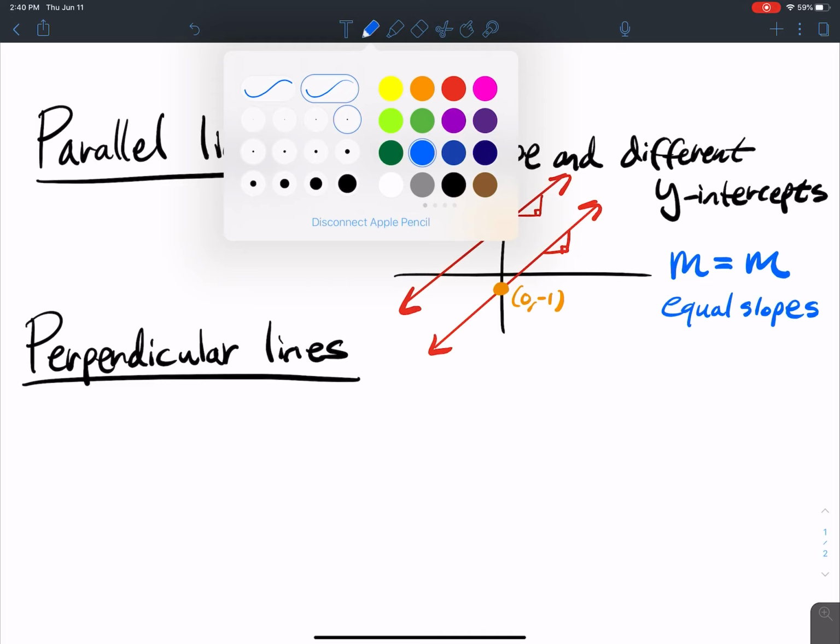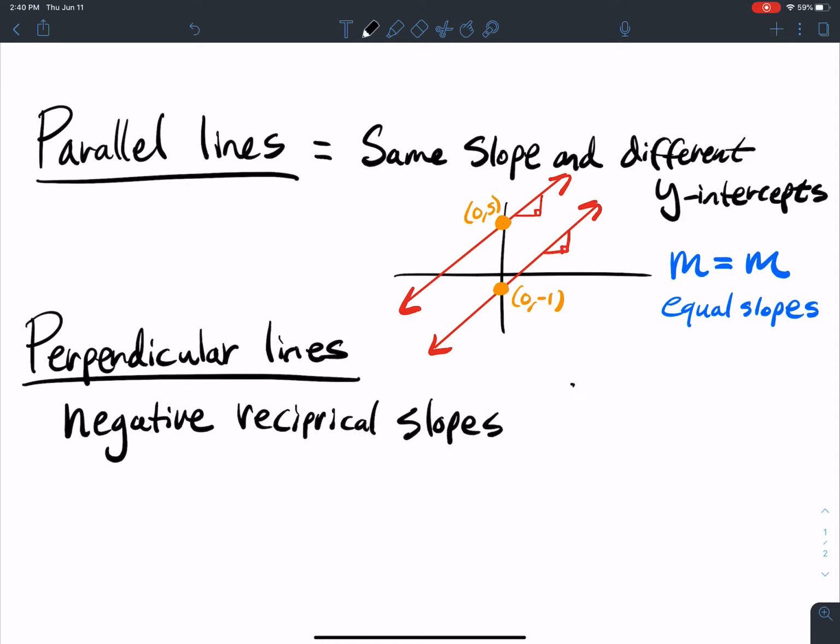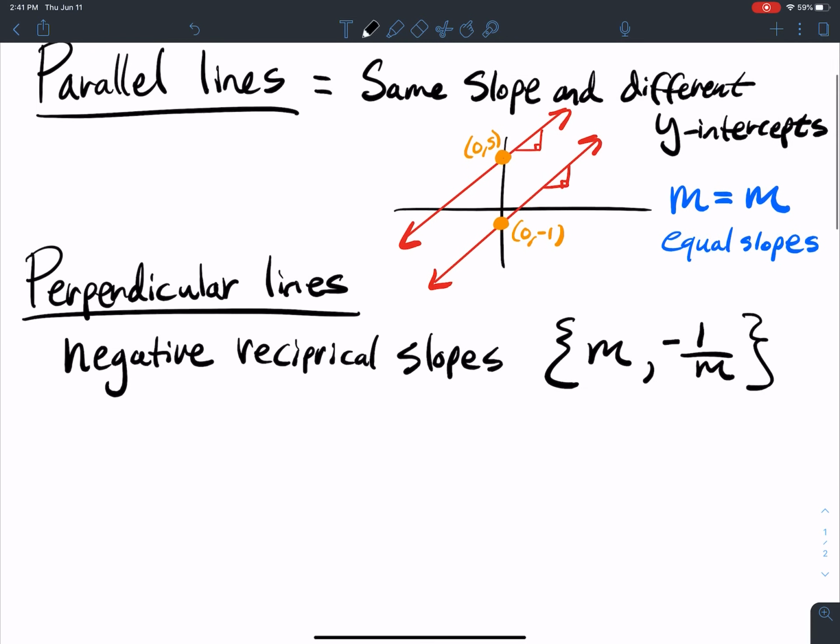Now, perpendicular lines, those are the exact opposite. They have negative reciprocal slopes. So what does that mean? If you have one slope of m, then the reciprocal of m is 1 over m, but it's also negative, so I'm going to put the negative in there just like that. Okay? Now, what does that look like graphically?